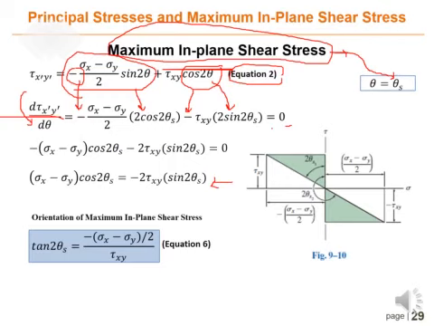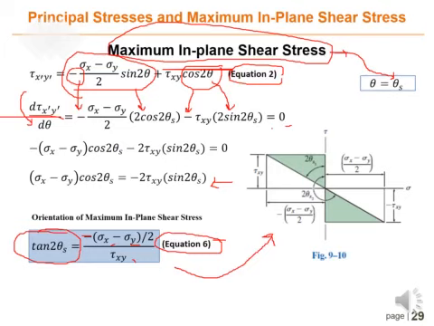Okay, and then by doing sine over cosine, you will get tangent 2 theta s here, which is equal to negative sigma x minus sigma y over 2, divided by tau xy, and this is equation number 6. So this equation can be illustrated by using this figure.